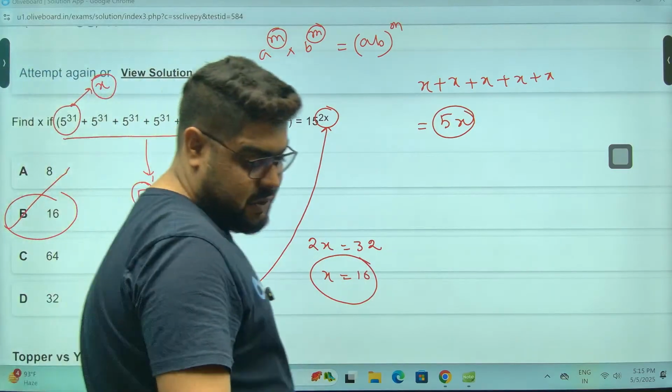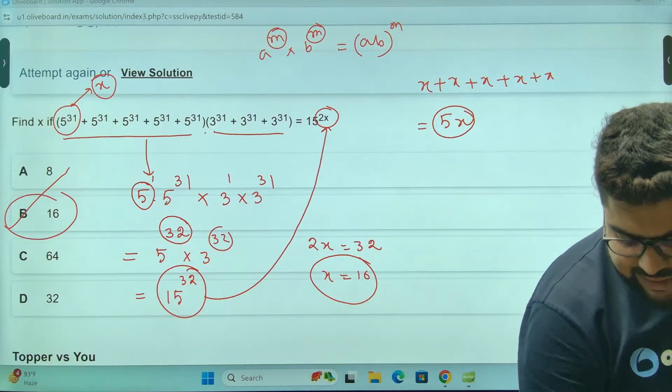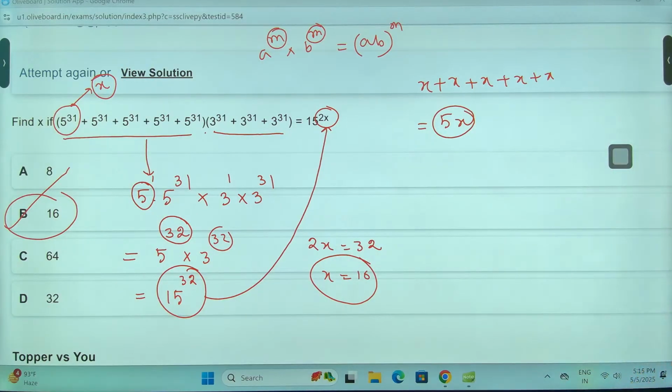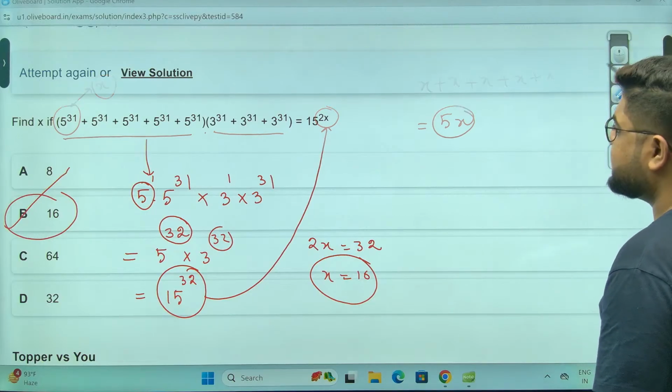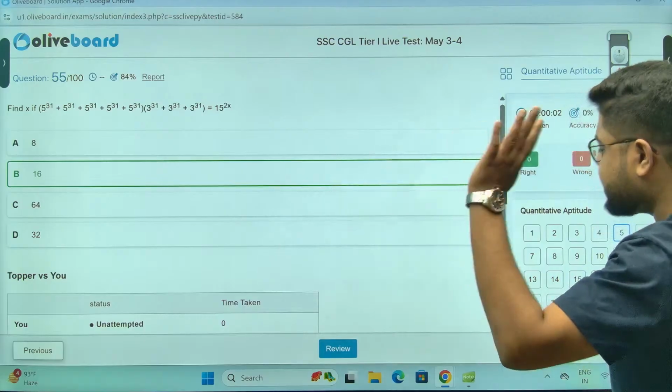Option number B. Yes, Reena, you are absolutely correct. Reena, you are 100% correct. Very, very, very simple, sir. Clear, everyone? Just the representation looks scary. The question is as easy as it can get.